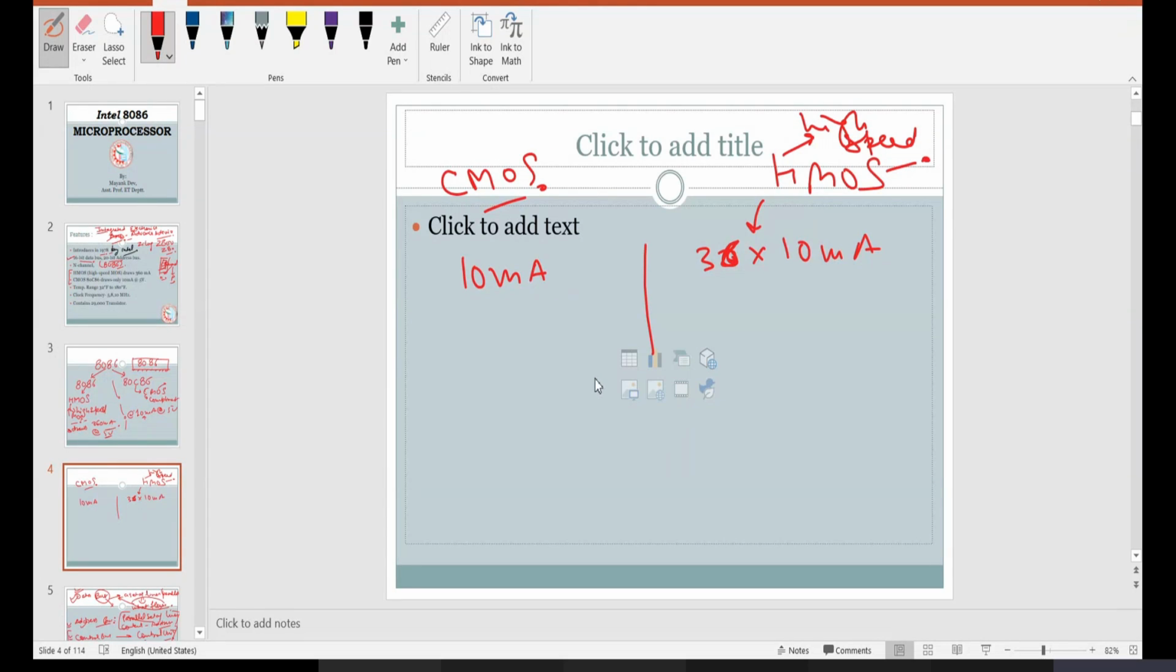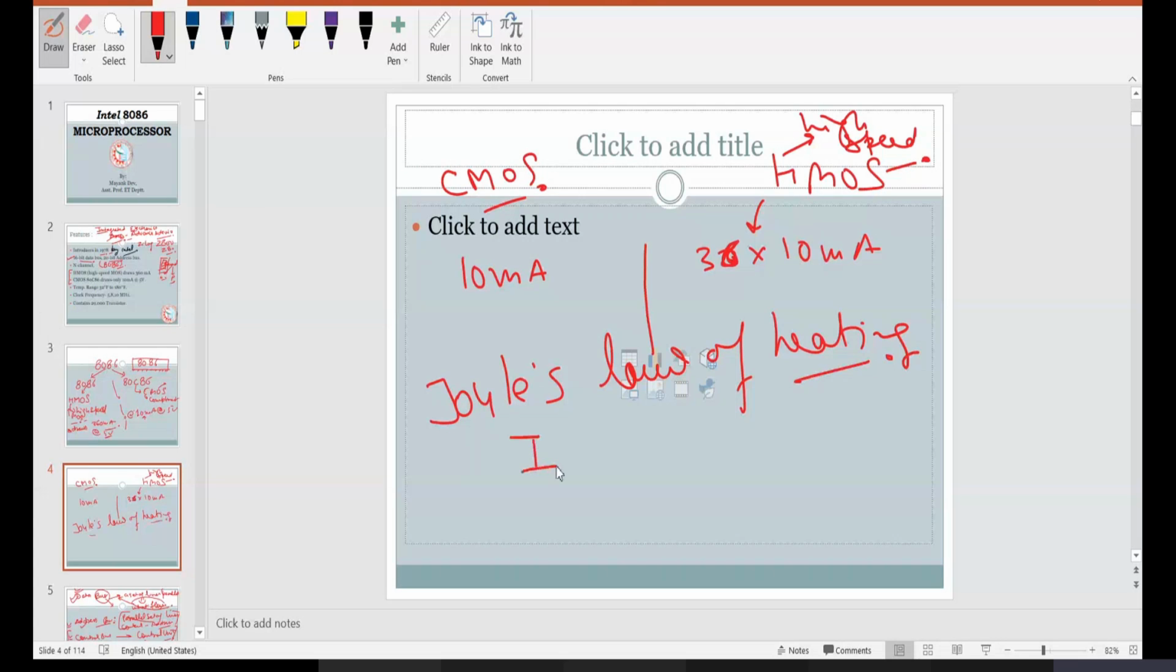This is all related with physics right now. A basic formula, a basic law of physics. Have you forgotten Joule's law of heating, which was I square R, and if there is a time associated with this, time also comes. So whatever the amount of I we are having, the amount of heat generated will be equivalent to the square of that. Now just imagine, it is already 36 times higher. The moment I square 36, how much heat will be generated?